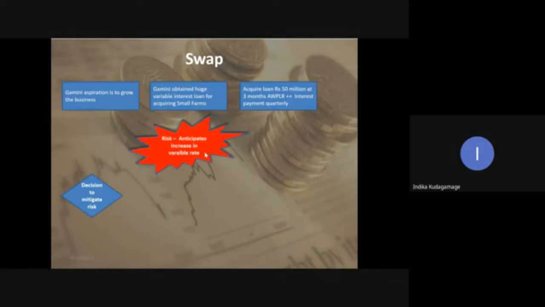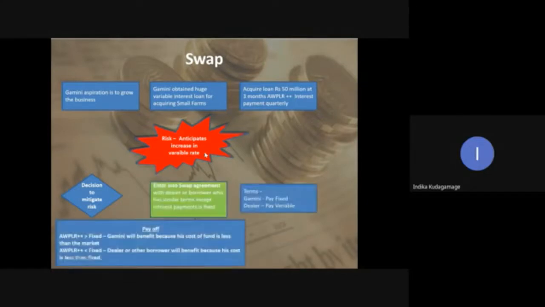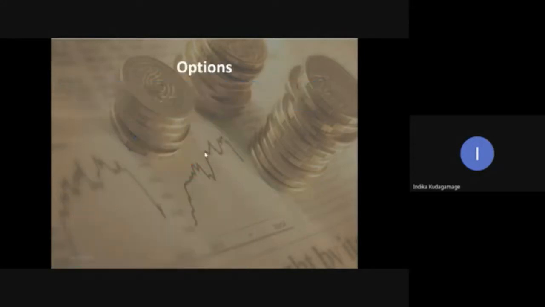So if the variable rate goes above the fixed rate, Gamini will be in a positive position. If the variable remains below the fixed rate, then the investor will be in a positive position. Right? This is the swap agreement. Then we go to options.